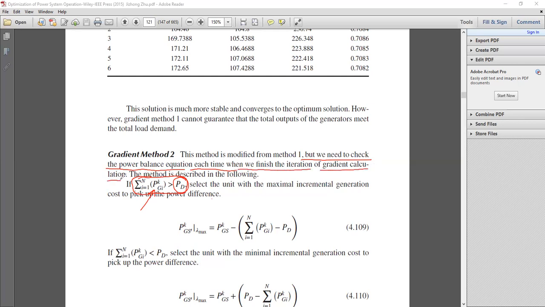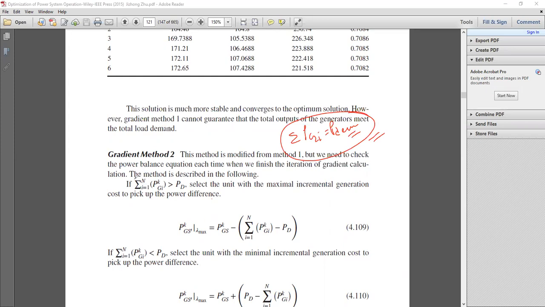That means this is an additional check because we were lacking this checking in gradient method 1. So we need to include that checking here. So what are the checks? There could be only 2 deviations or 2 cases. If you have summation of PGi equals P demand, then there is no problem. You accept the solution. Okay, that is clear.